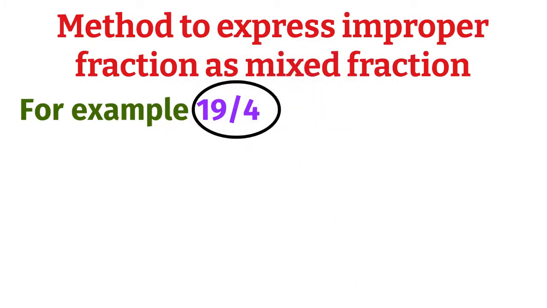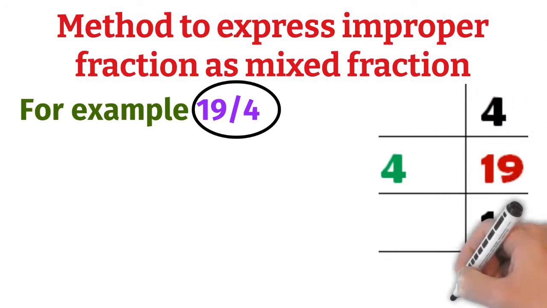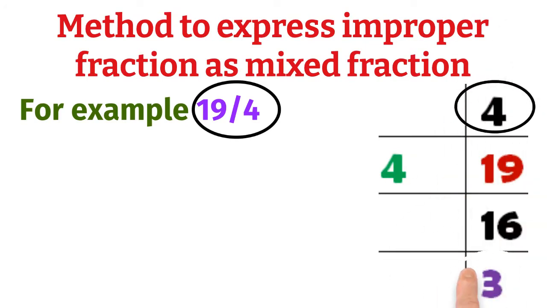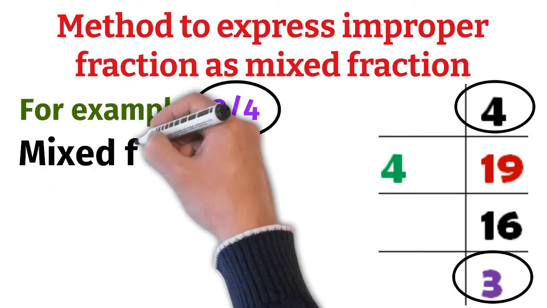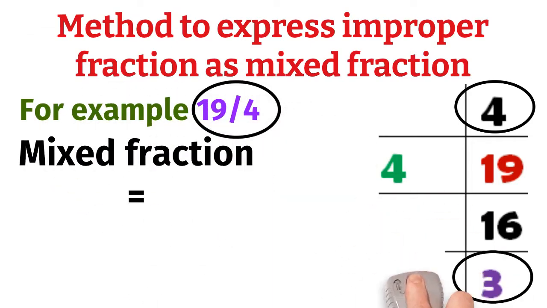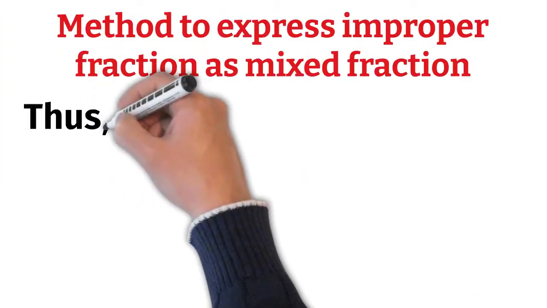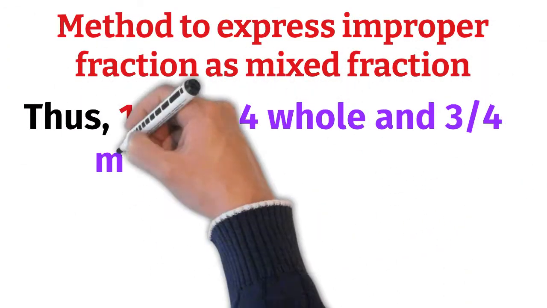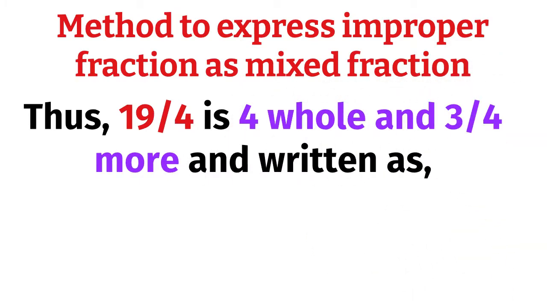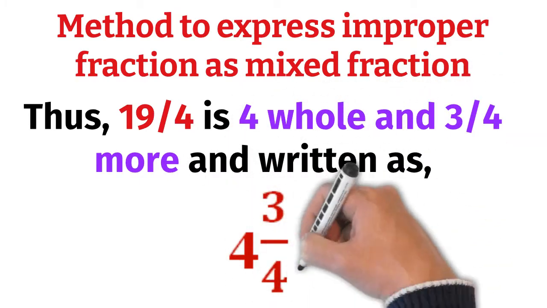19/4 is an improper fraction. Let's first divide the numerator 19 with the denominator 4. Here the quotient is 4 and remainder is 3. Now mixed fraction equal to quotient whole remainder by divisor more, equal to 4 whole 3 by 4 more. Thus 19 by 4 is 4 whole and 3 by 4 more, and written like this.